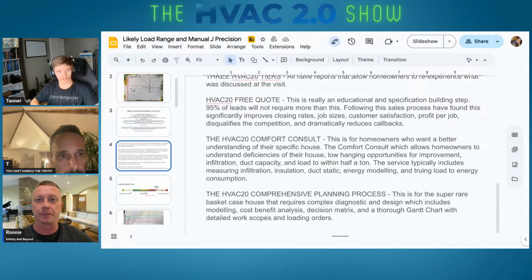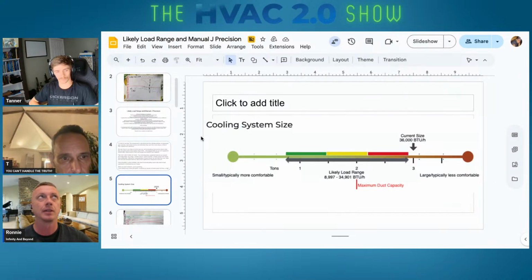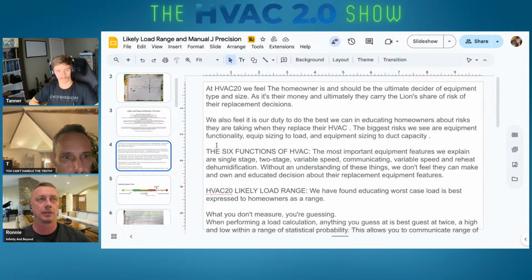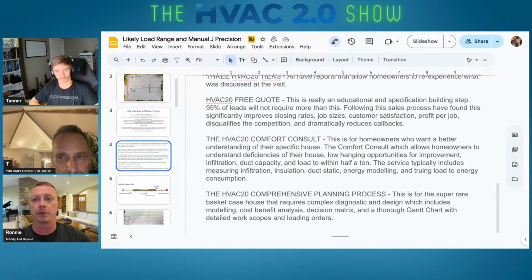So we're making more money, better sales, fewer callbacks, less purgatory. Right, so less responsibility on breakdowns. It's been a huge improvement across the board, and all this was based on likely load and from us showing that it's worked. Oh, that's awesome.